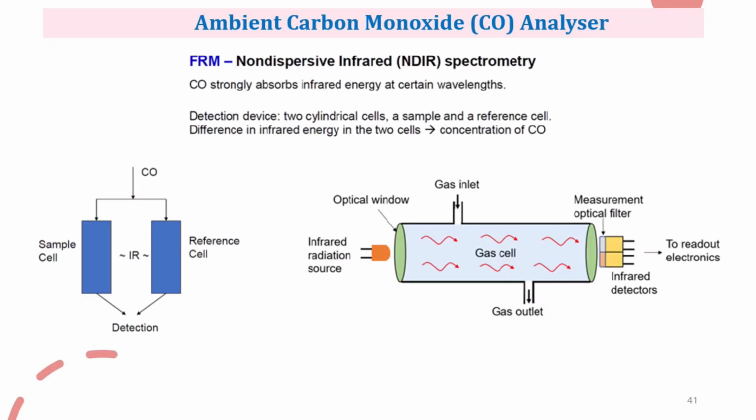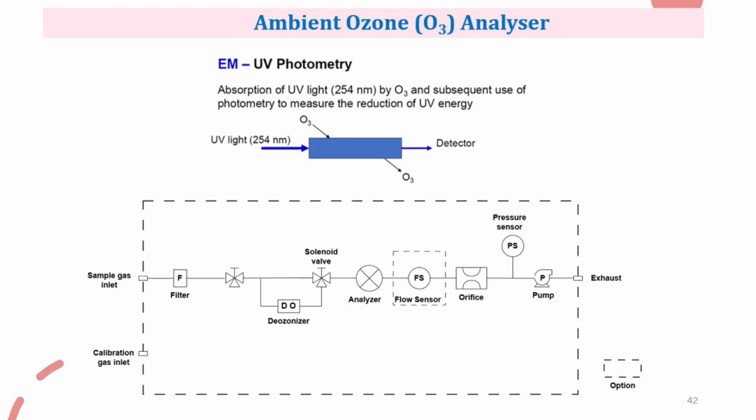When it comes to detecting carbon monoxide, we use non-dispersive infrared spectrometry. The CO analyzer uses an infrared light source to measure the CO concentration. The sample gas passes through the gas cell. The infrared radiation passes through the gas cell and the absorbed infrared intensity is measured by the detector to infer the CO concentration.